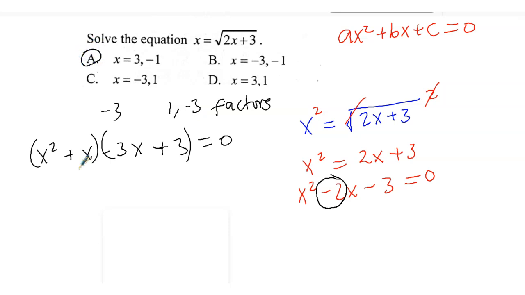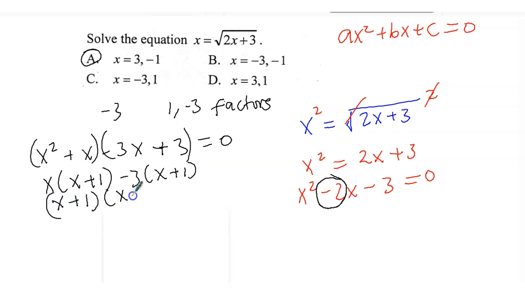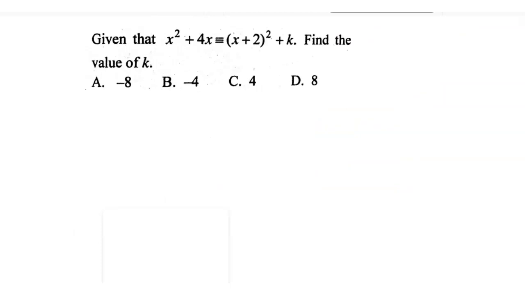But here you can continue to do it. You factor it out. You got x plus 1. You factor it out here, negative 3, and you get x plus 1. You take the bracket and you take the coefficient, and then you set it up. Then you realize that x is equals to negative 1, and another one, x is equals to positive 3, when you set it up equals to 0. So, okay. Now let's look at this one.